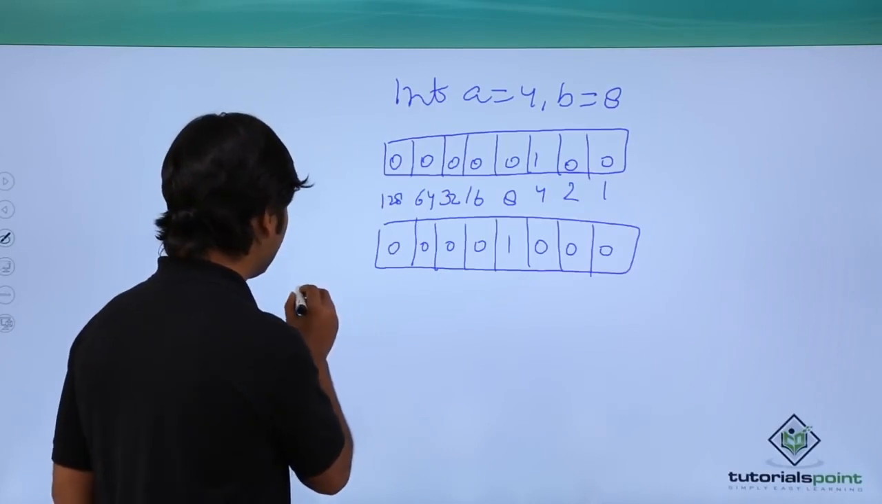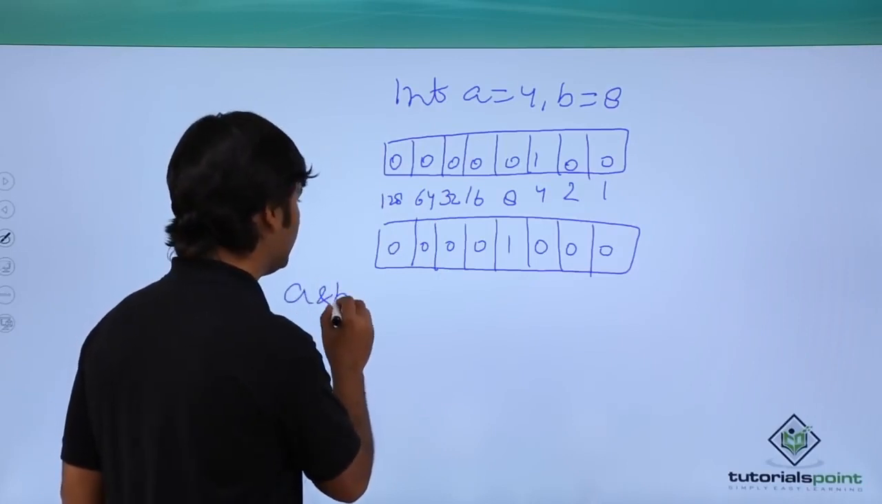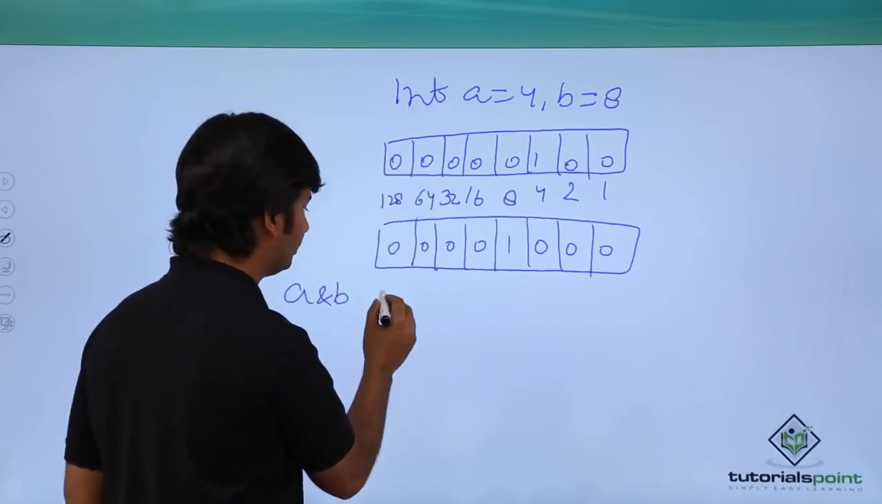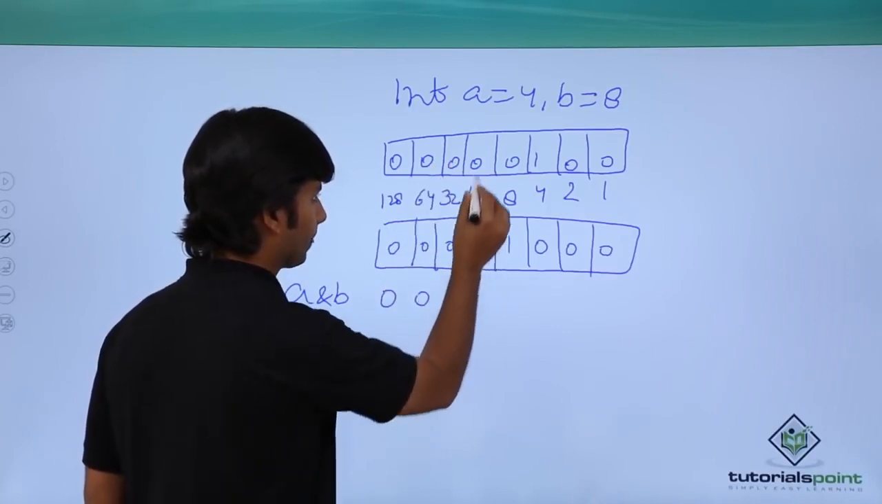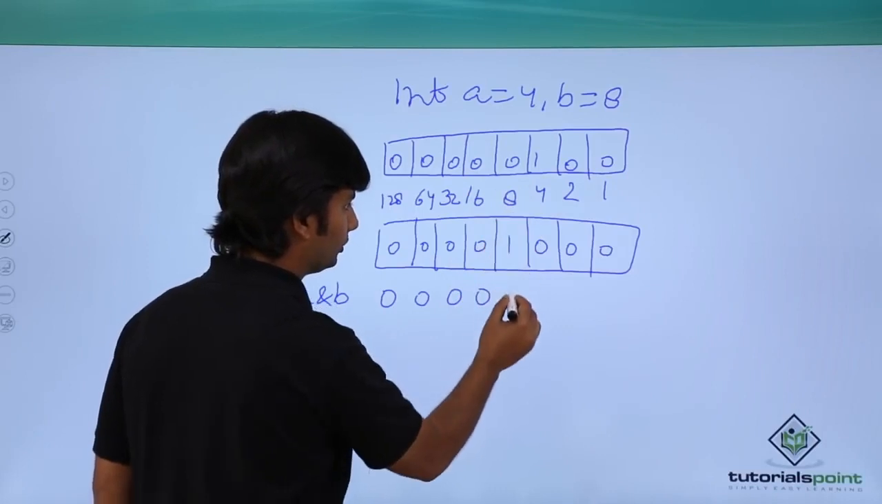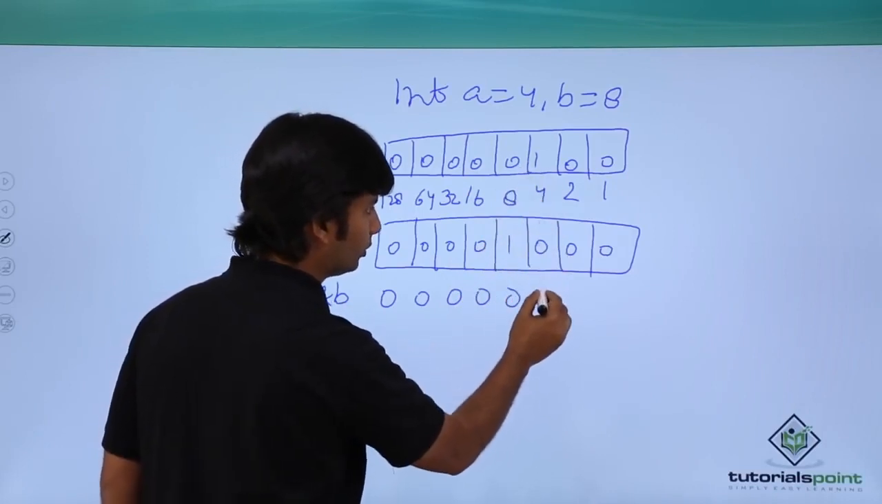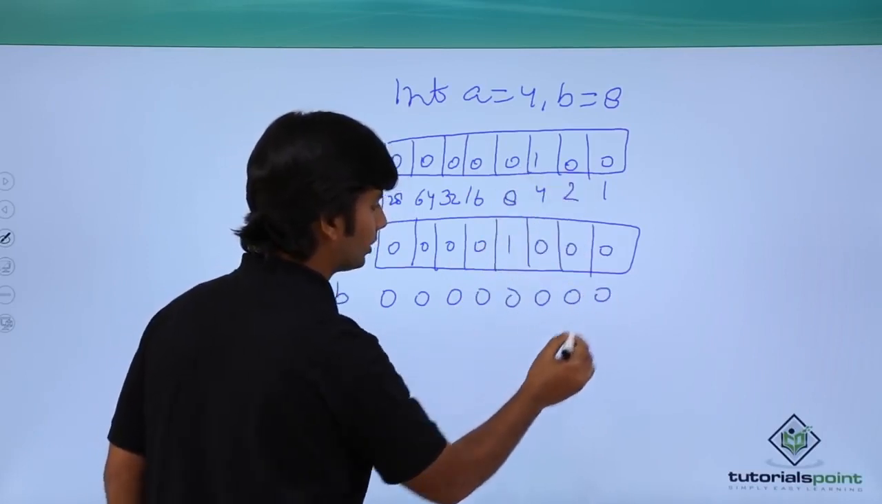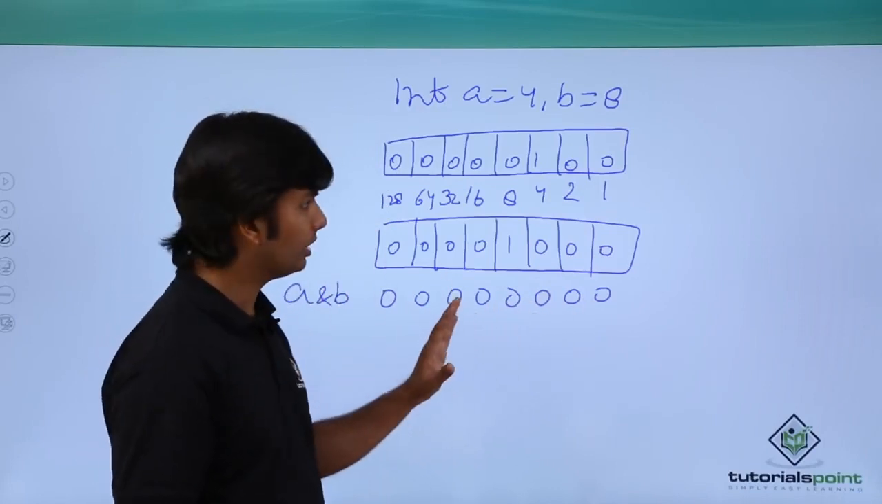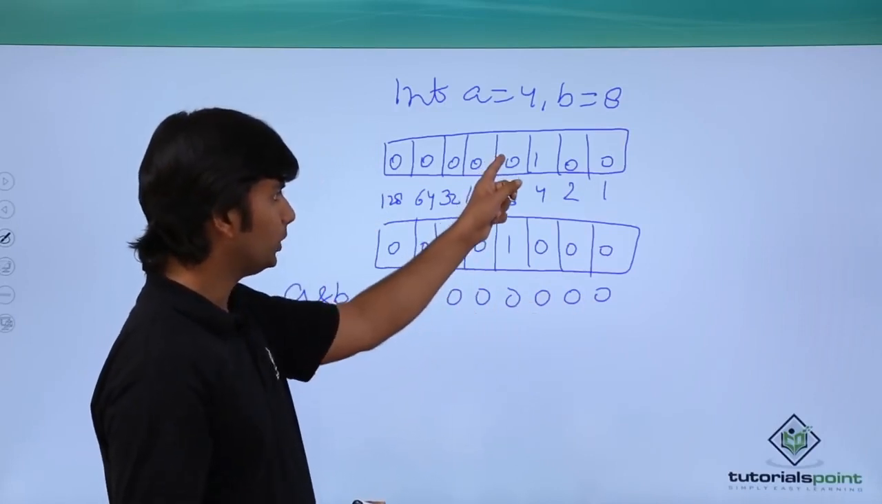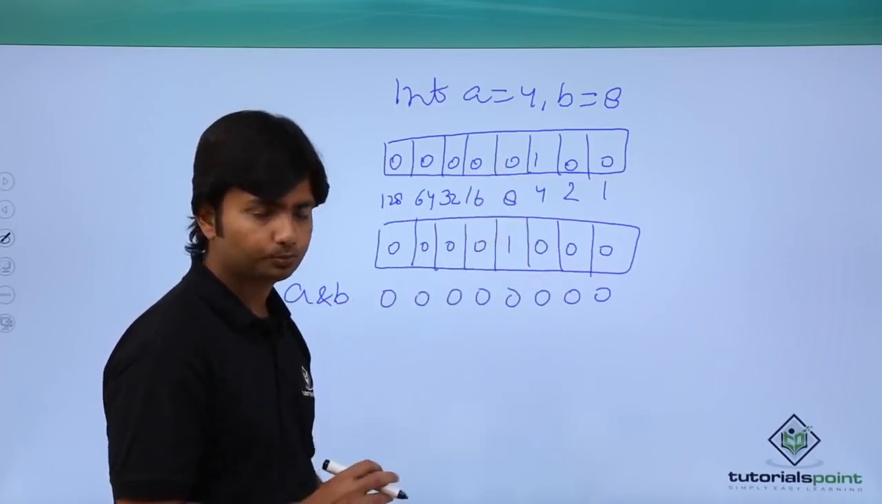Like if I say A and B, so 0 and 0 is 0, again 0 and 0 is 0, right? 1 and 0 is 0, 1 and 0 is 0 again, and so on. So this is all about when you do any AND operation. Similarly, if you do an OR operation, you will get 1 in these two.